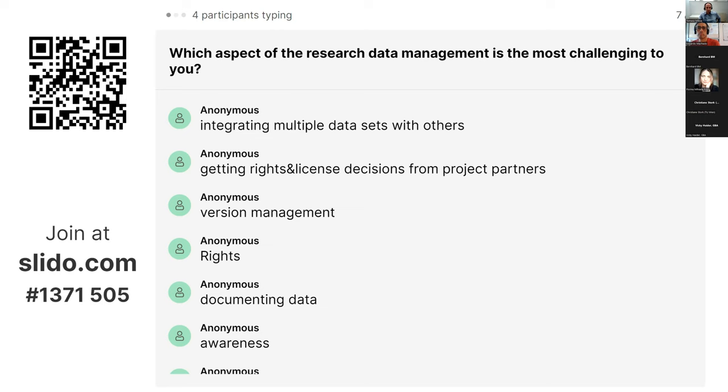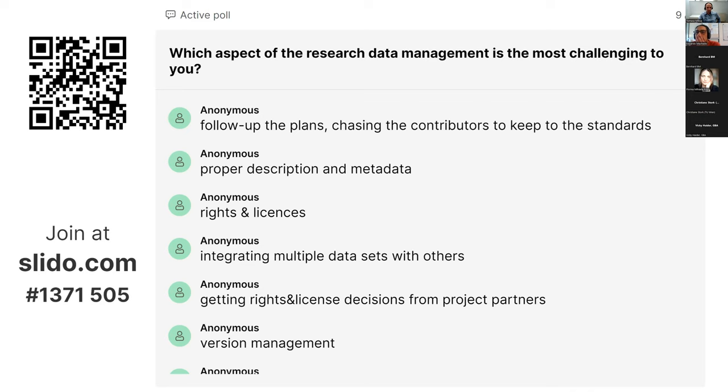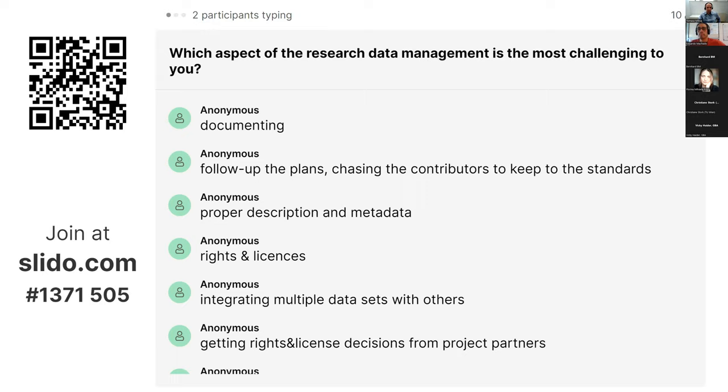We still have four people typing, so let's wait for the answers. Rights and licenses, proper description and metadata, follow up the plans, chasing the contributors to keep to the standards. Okay, we have 9 answers, maybe one more. Documenting. Proper description of metadata.